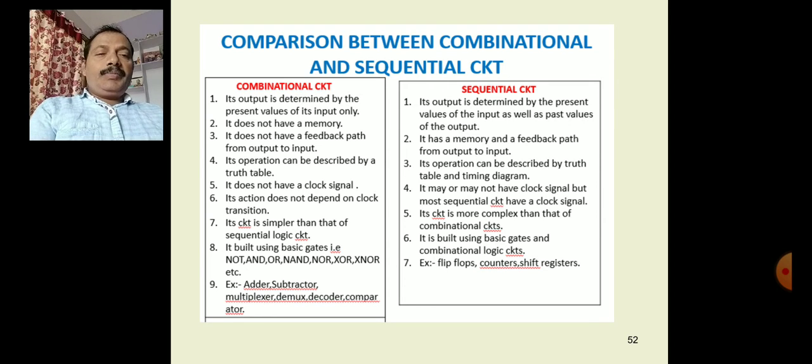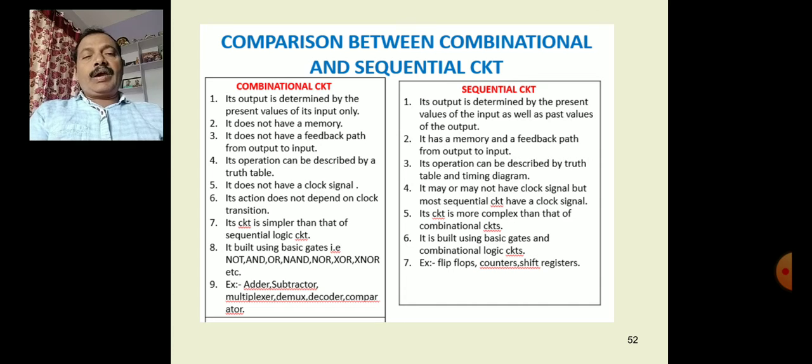Next, combinational circuit is a simpler one, but the sequential circuit design is complex, and the circuit is also complex, and design procedure is also complex. And next, the combinational circuit is implemented with gates such as NOT, AND, OR like that, but the sequential circuits are built with gates and combinational circuits. So that is the requirement.